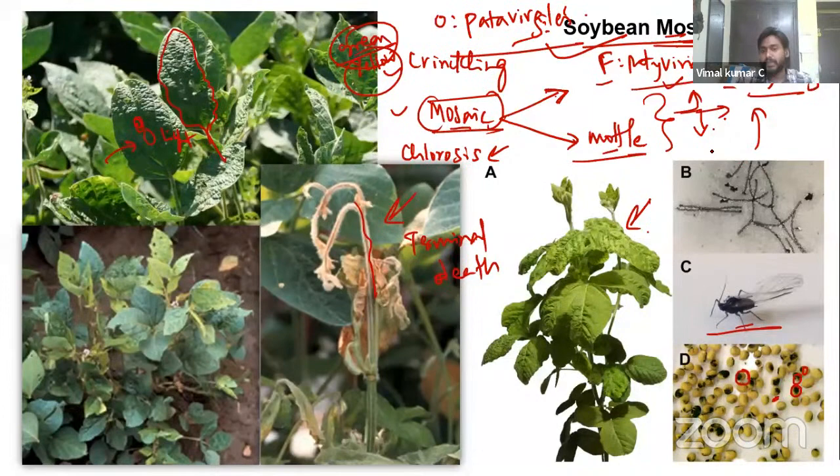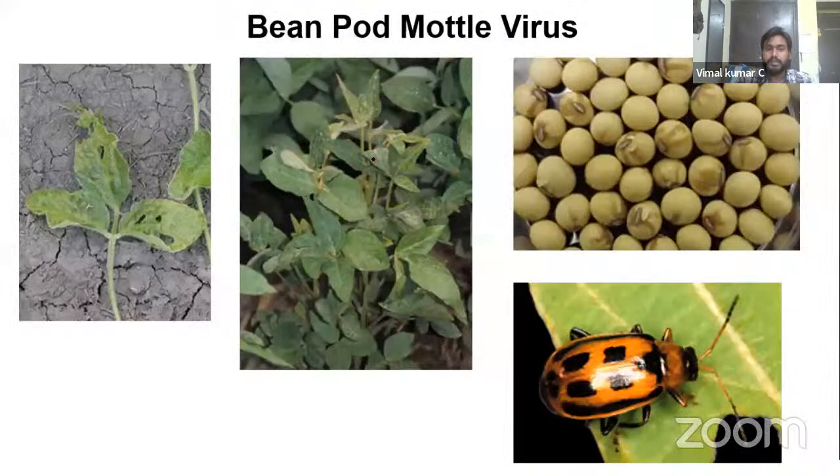Then coming to bean pod mottle virus, this has also been introduced now. As the name indicates, it mainly infects the pod, that means the reproductive structure or economic part of the plant. When it infects initially, here you can see the mottling. Previously I told you about mosaic and mottle. Here there is not that much yellowing. Only the green areas are replaced with light green areas. So this is mottling.